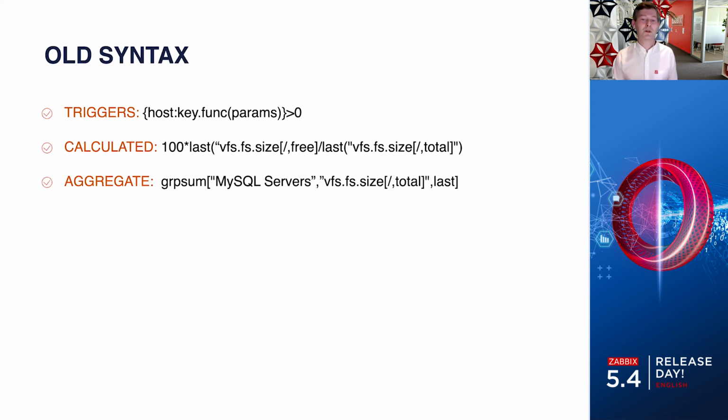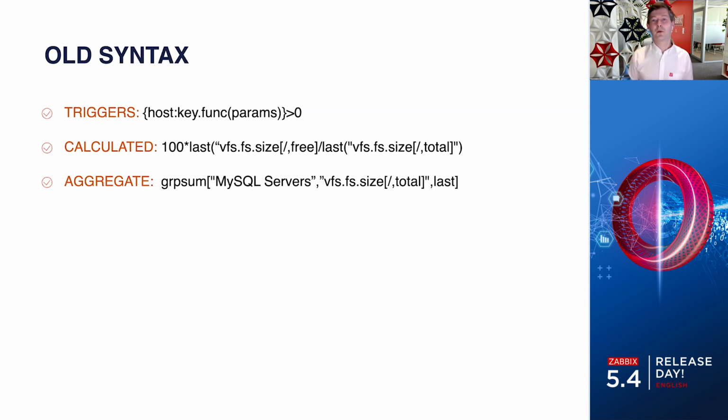For triggers, we used some special syntax like host, semicolons, key, function, parameters, then some logical operator like more than 0, like in my case. For calculated items, we had a very different syntax. It's more of a functional syntax, like function, then goes some parameters, and so on and so forth. For aggregates, we had a little bit different syntax with the square brackets. And of course, for users, it's been quite confusing what syntax I should use where.